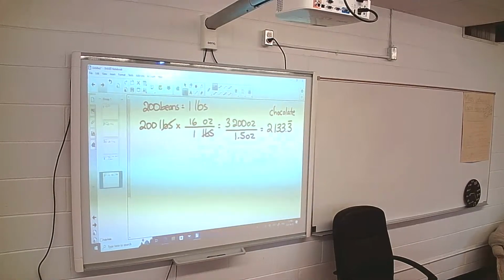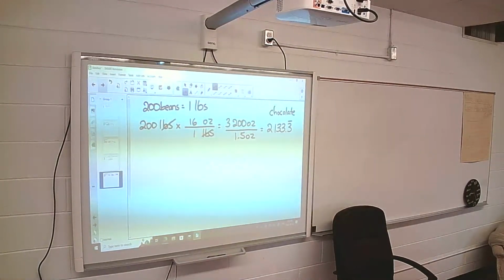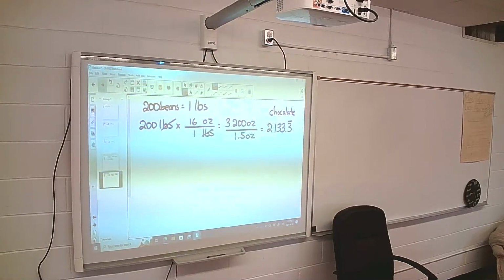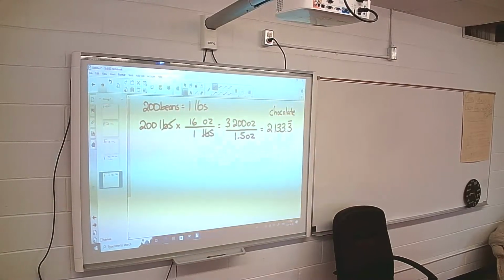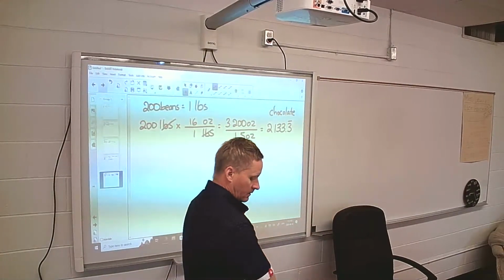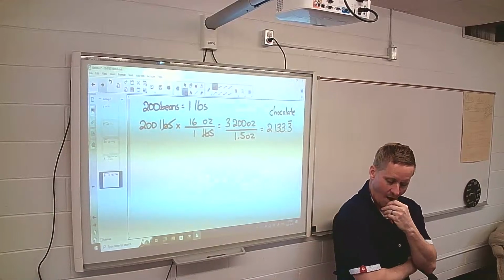What's that? It's from 1 pound. You have to change. Well, it's because it says 1 bag. How many chocolate bars are in one sack? So if you want to change 16 ounces, you probably divide 16 to 1.